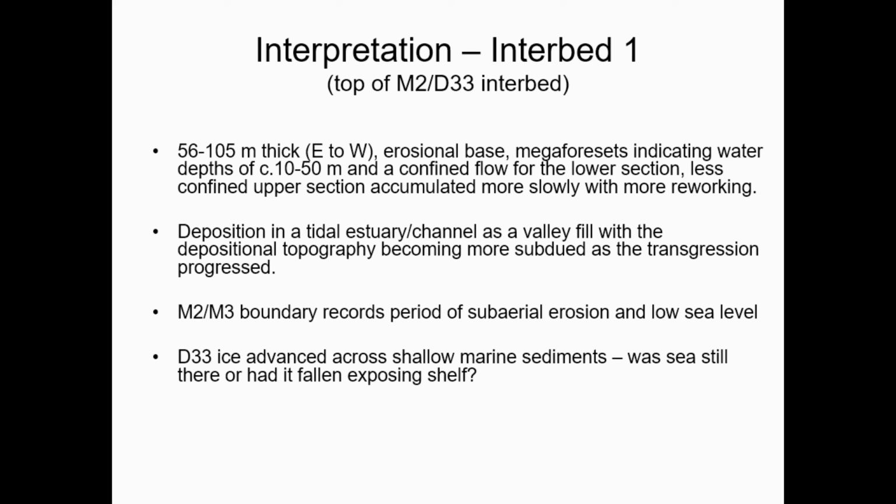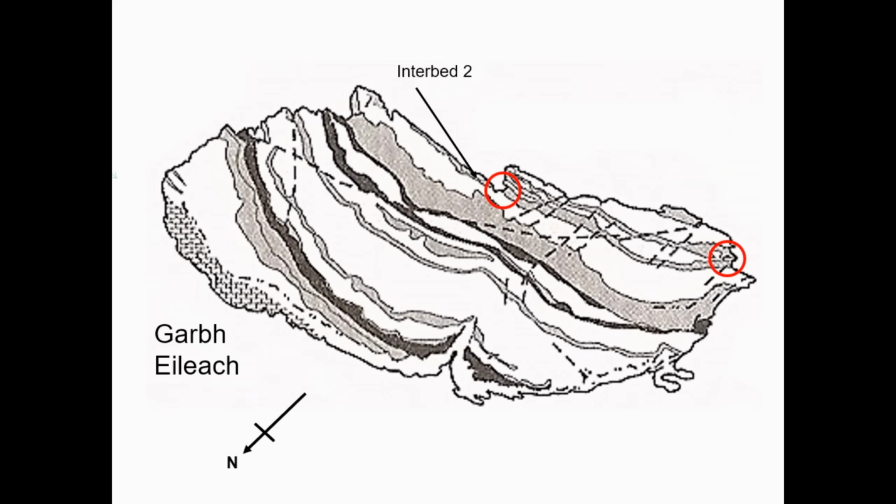At the top of the unit, the next diamictite, D33, advances across the top of the interbed, but you can't really make much in the way of conclusion of what was happening there because it's an erosional surface. Did the ice just advance into the shallow marine environment, or had sea level fallen, exposing these rocks? You can't really tell. Let's move up to the next one now, the interbed 2.